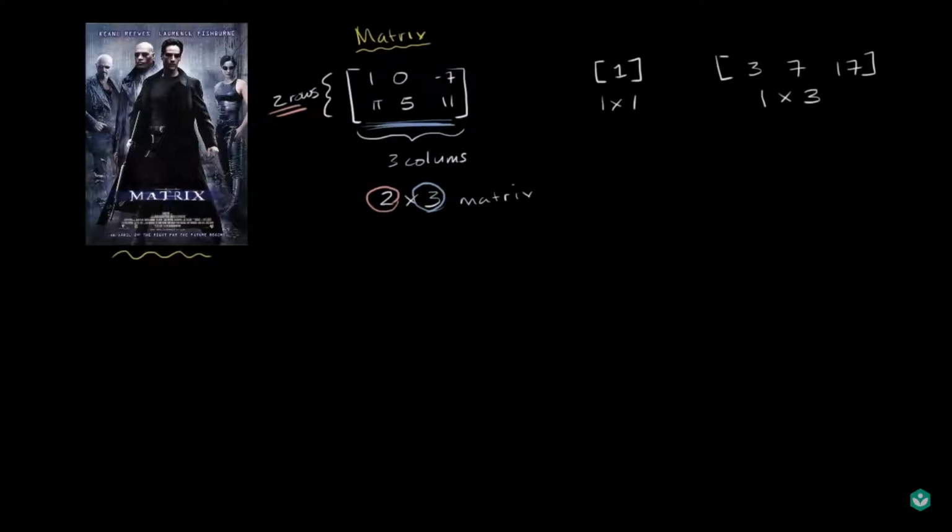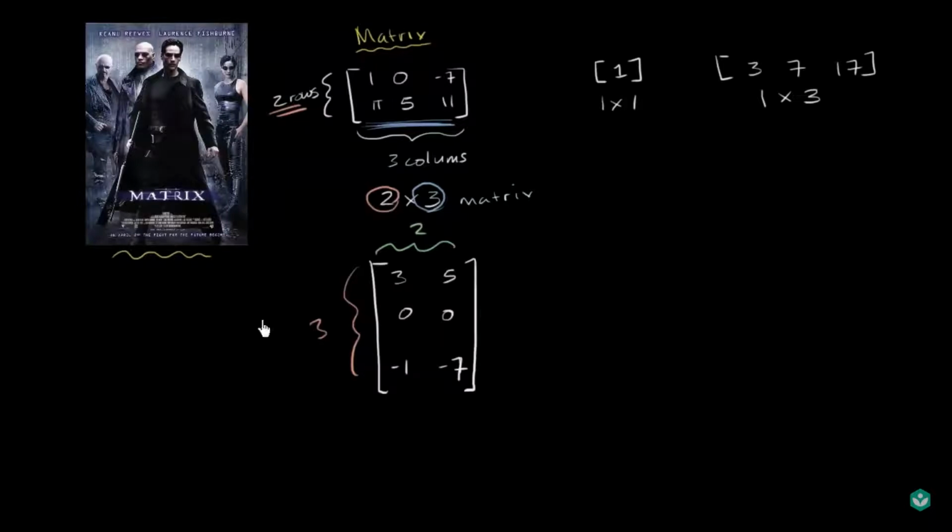I could have a matrix, and I think you see where all of this is going. Figuring out the dimensions of a matrix is not too difficult. I could have a matrix that looks like this, where it's 3, 5, 0, 0, -1, -7. This right over here has 3 rows, and it has two columns. So we would call this a 3 by 2 matrix. 3 rows and 2 columns.